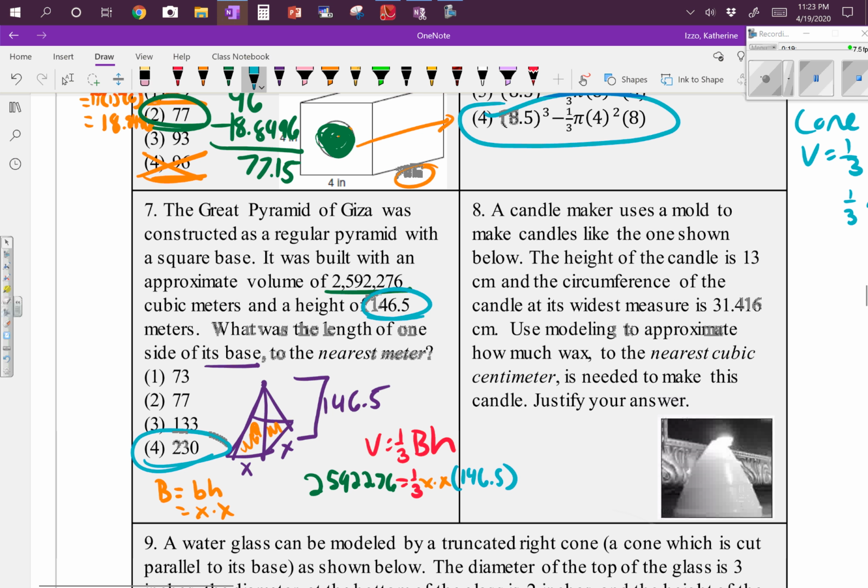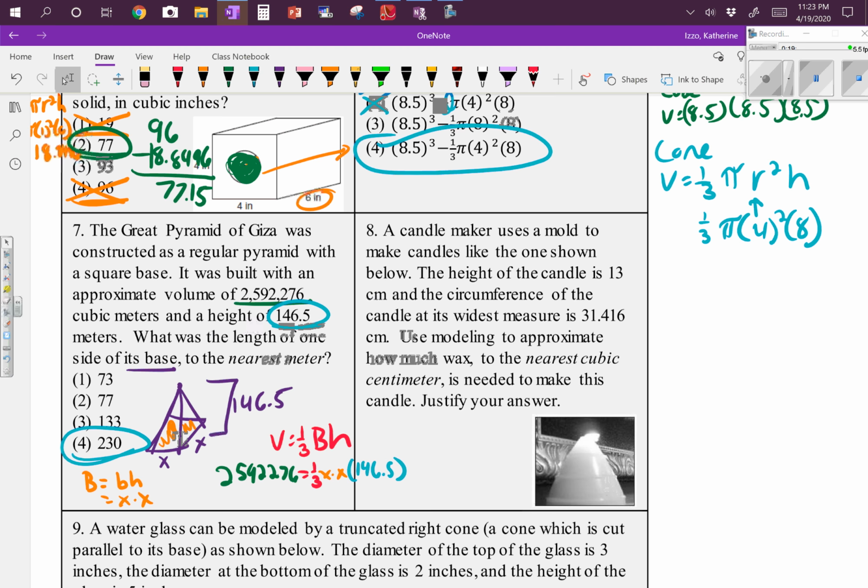All right. A candle maker uses a mold to make candles like the one shown below. So we're looking at what looks like a cone right here. Height of the candle is 13 centimeters. The circumference is C equals 31.416. And we need to model approximately how much wax we need to make the candle. So it wants us to find the volume.